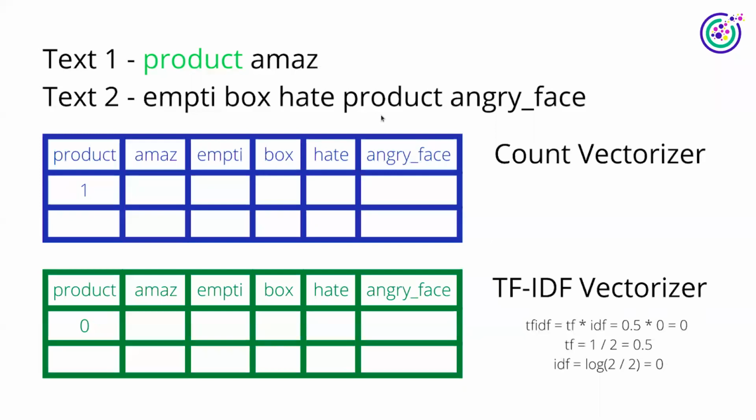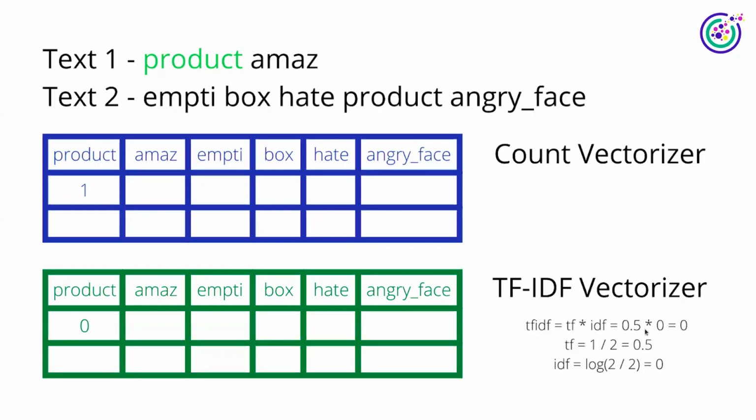Now product is in both text 1 and text 2, right? So the total number of documents that you have is 2, and the number of documents in which this word product occurs is 2. So IDF becomes 0. So basically it says that this product may or may not be very helpful in segregating positive and negative sequences. Think about it like this: if both positive and negative sentiments have the word product, is it going to convey a particular meaning? Is it contributing in any way? So that's something that TF-IDF defines.